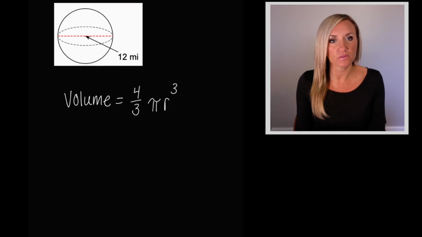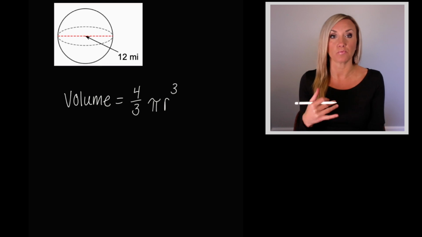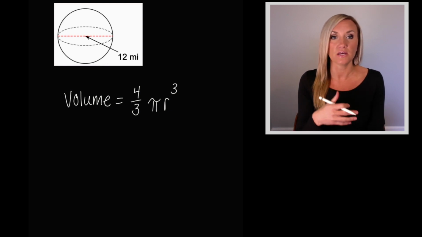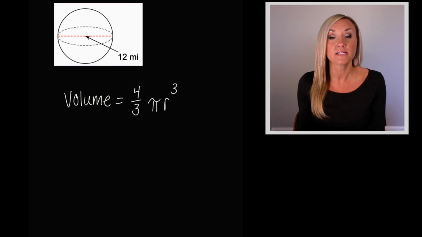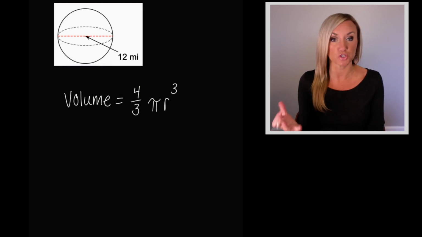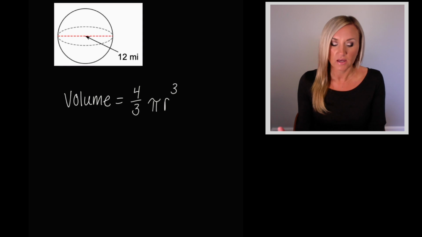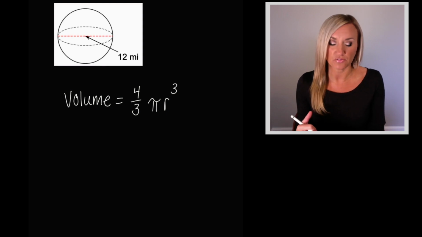All right, we're going to start off with the volume of a sphere. And the formula to find the volume, right, if we were to fill up that ball, it would be 4/3, 4 over 3 times pi times the radius that is cubed, to the third power.